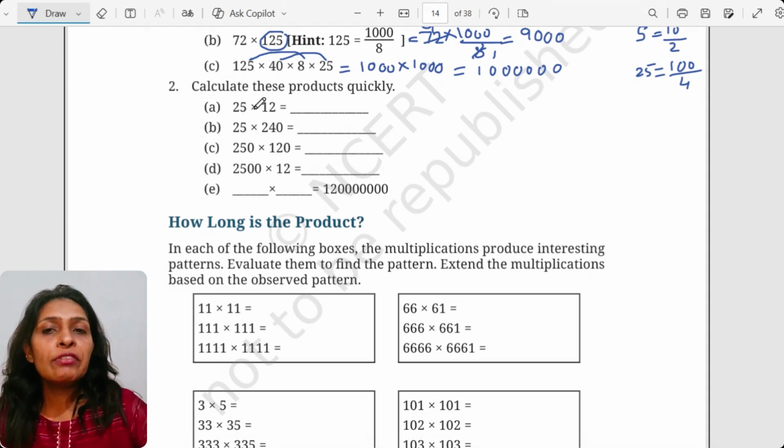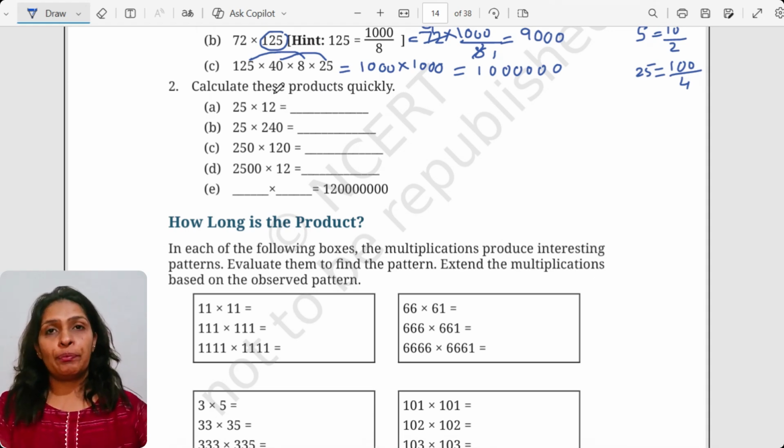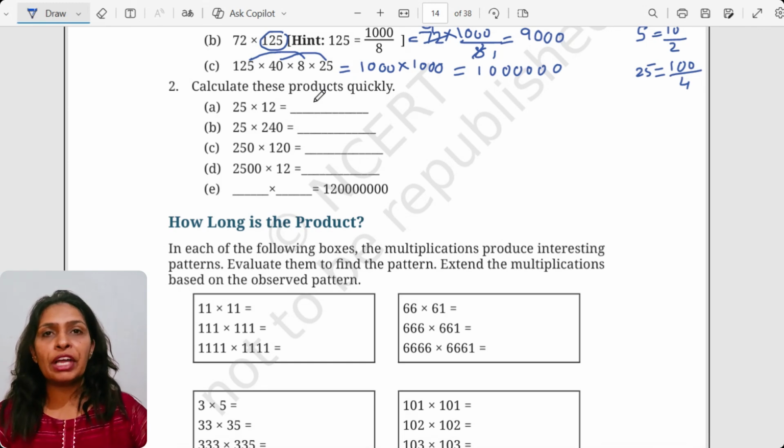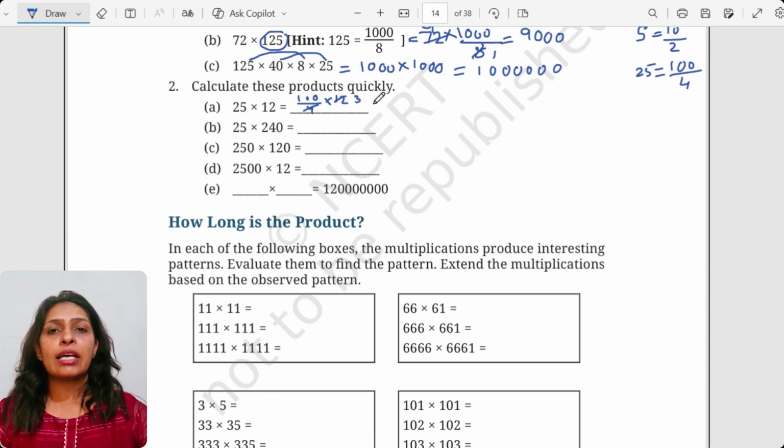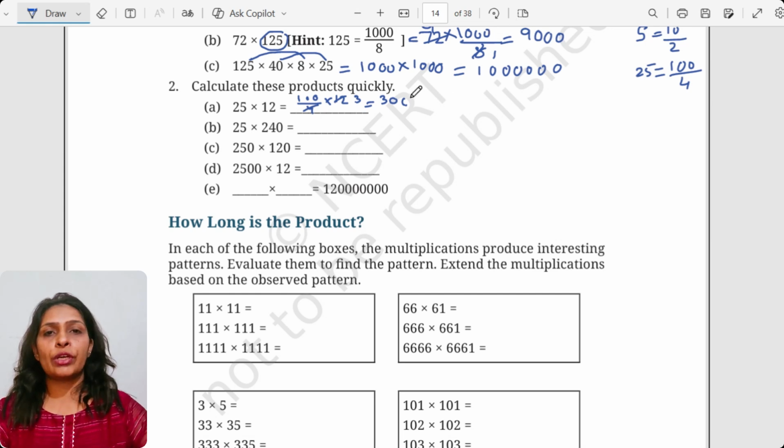Now, 25 is going to be multiplied by 12. So, again, remember 25 can be written as 100 over 4, and we already have 12 with us. So whenever I'm going to solve it, it is going to be 4 ones are, 4 threes are 12, and 3 times 100 will give me 300. Okay, so this is going to get me 300 here.